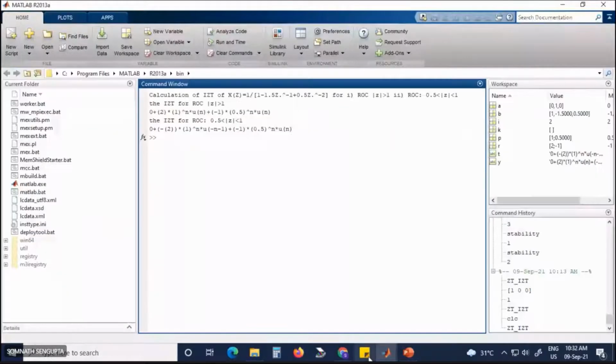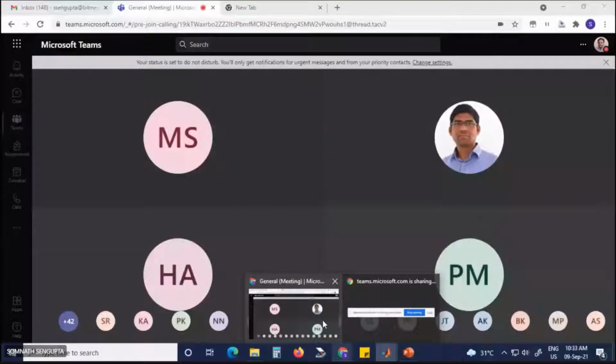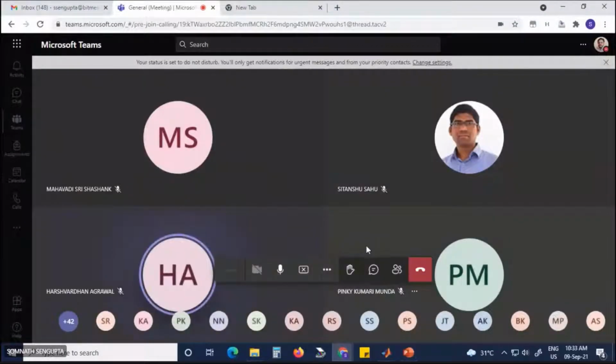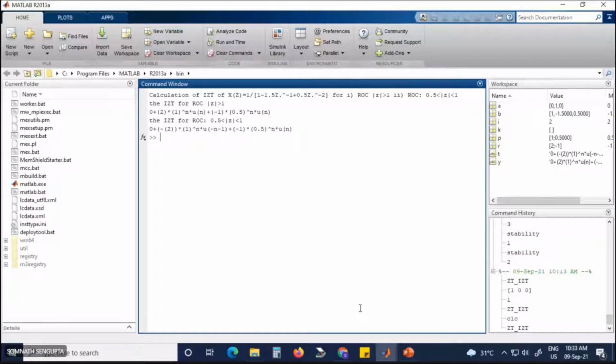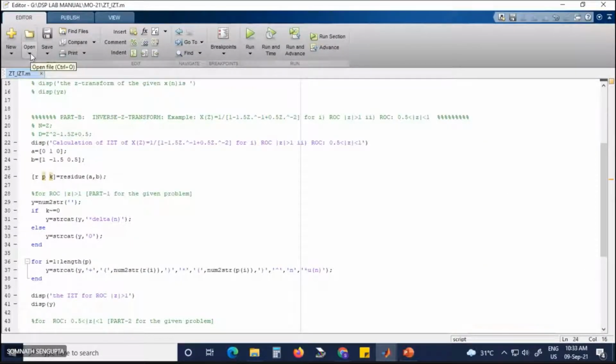Are you following? Yes, sir. Okay, now we are going to the second part of the experiment, that is stability. What is the definition of stability? Can anybody tell? Sir, the function should be of bounded input and the output also should be bounded, then it is stable.